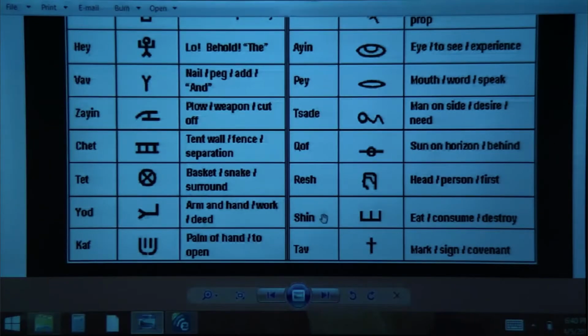And the next one is Tav. Bet Rosh Aleph Shin Yod Tav. Tav is this character right here in the ancient Hebrew, and it was a mark or a sign or a covenant. It was also a cross. So this first word of the Bible, Bet Rosh Aleph Shin Yod Tav, Bereshit, which means in the beginning, is: the Son of God will be destroyed by his own hand on a cross.